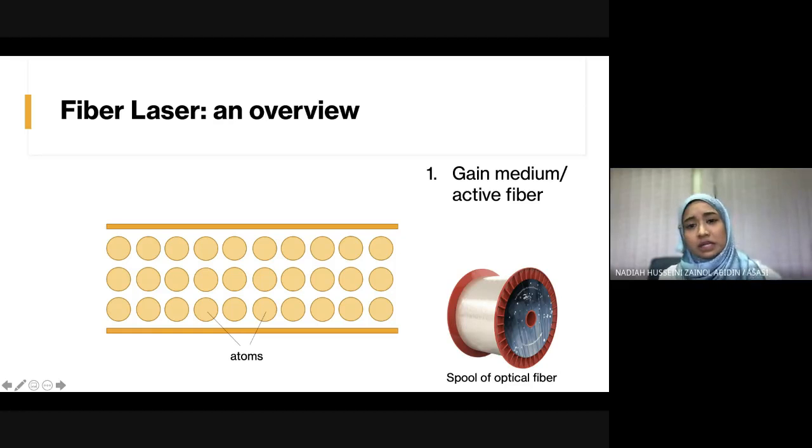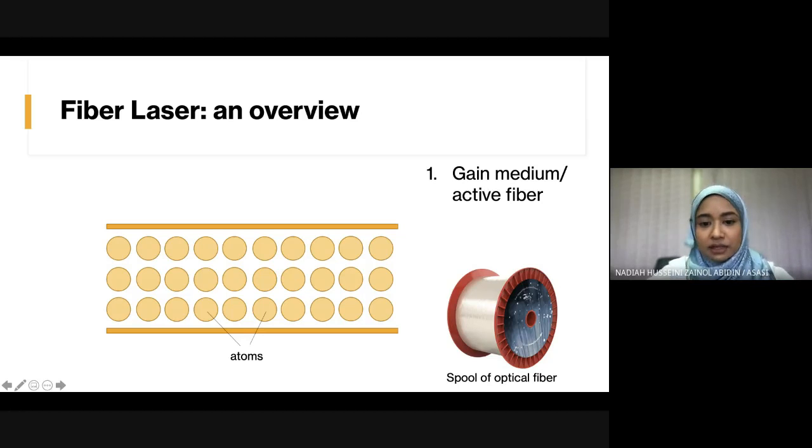What is an active fiber? It is basically an optical fiber that is doped with rare earth elements: erbium, thulium, ytterbium, and you can choose the rare earth element that you want depending on the emission of your laser. So it is important to choose the correct one so that you know what you're getting. That is your first key ingredient to making your own fiber laser, to have an active fiber. And this is how it looks like. A spool of optical fiber, it just looks like that.